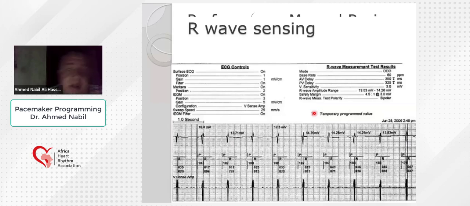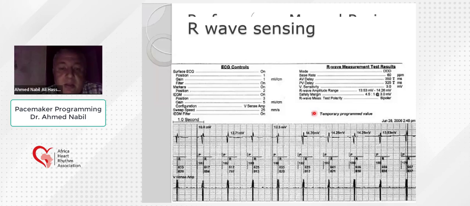When I adjust the sensitivity to 2 millivolts, this means that I am ordering the pacemaker to sense any wave that is less than 2 millivolts. So any wave that is more than 2 millivolts, it will not sense. So I adjust the sensing and the sensitivity of the pacemaker according to the sensitivity test that I find.